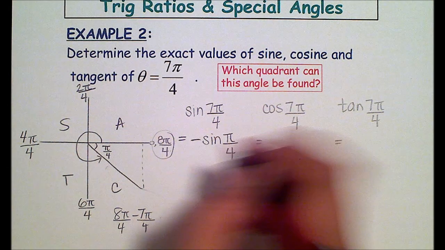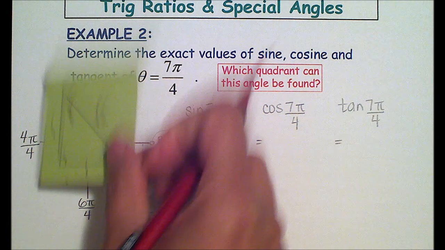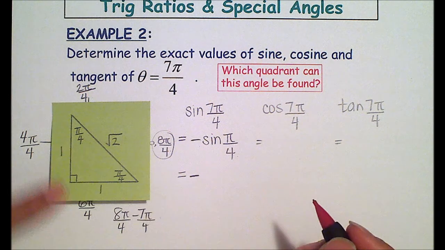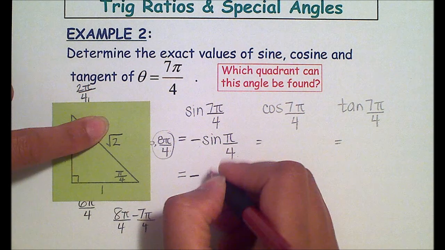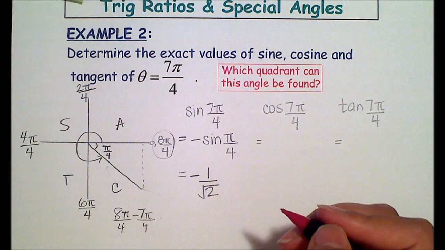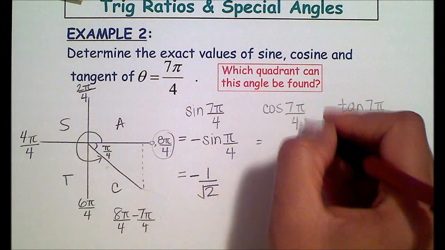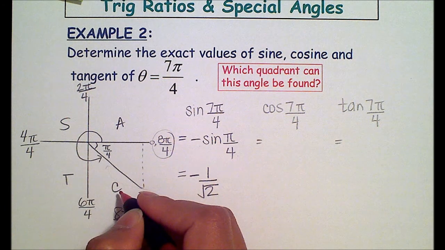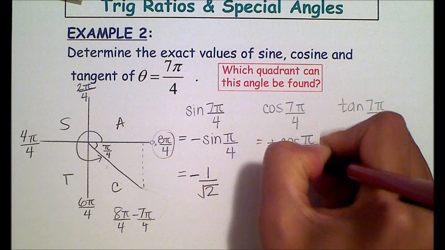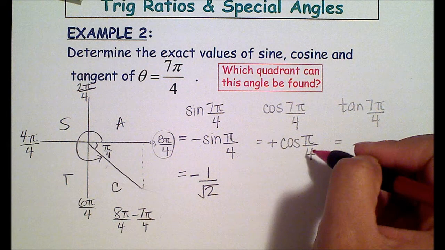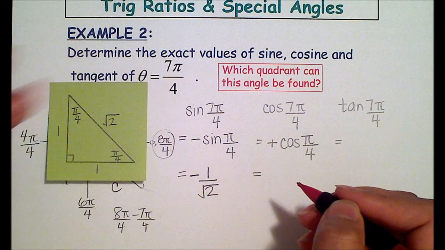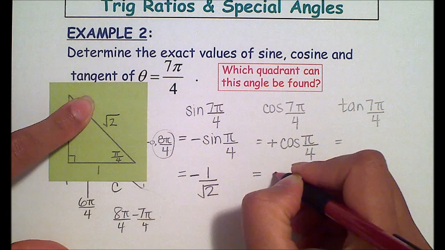From here, this is really easy because I'm going to look at my special triangle again, and I'm just going to look at the sine of pi over 4. So the negative stays at the front, and pi over 4 is opposite over hypotenuse, which gives me 1 over root 2. That's the exact value of sine of 7 pi over 4. I can do the same thing for cosine. Cosine is positive in this quadrant, so I'm going to have a positive value, and the related acute angle is pi over 4. So cos of 7 pi over 4 is equal to cos of pi over 4. Looking at my special triangle, pi over 4 is adjacent over hypotenuse, so that would be 1 over root 2.